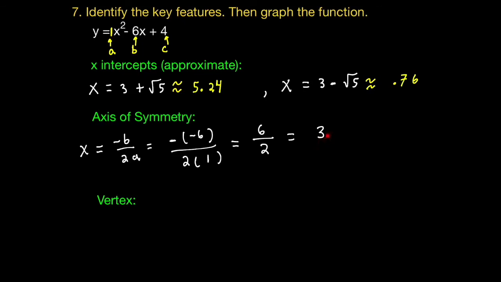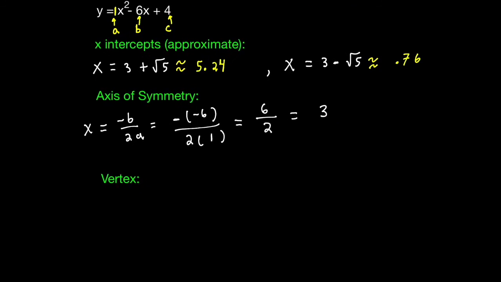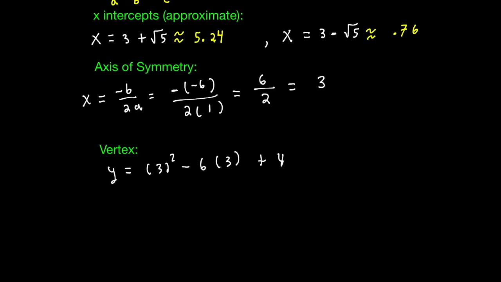To find the vertex, we're going to plug the axis of symmetry into the equation. So we're going to get y equal to 3 squared minus 6 times 3 plus 4. 3 squared is 9. 6 times 3 is going to be 18. And then we have a plus 4. Next, 9 minus 18 is negative 9. And if we add 4, we're going to end up with negative 5. y equals negative 5 when x is equal to 3. Together the vertex is (3, -5).